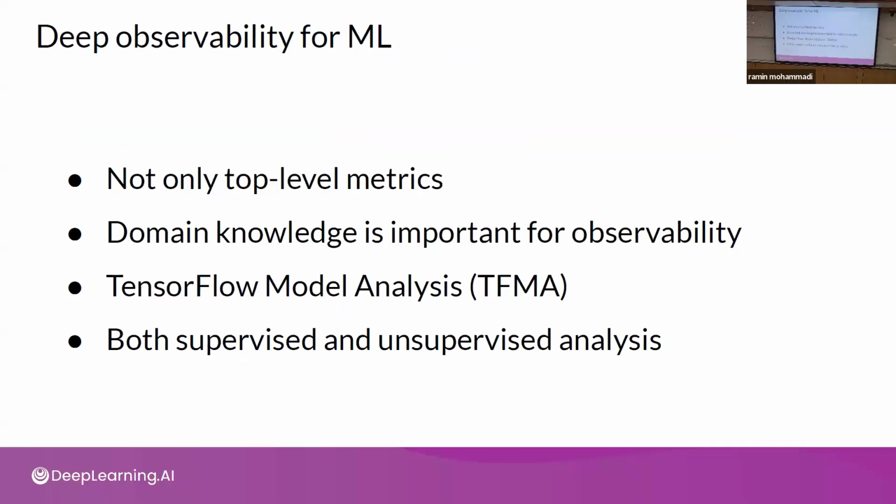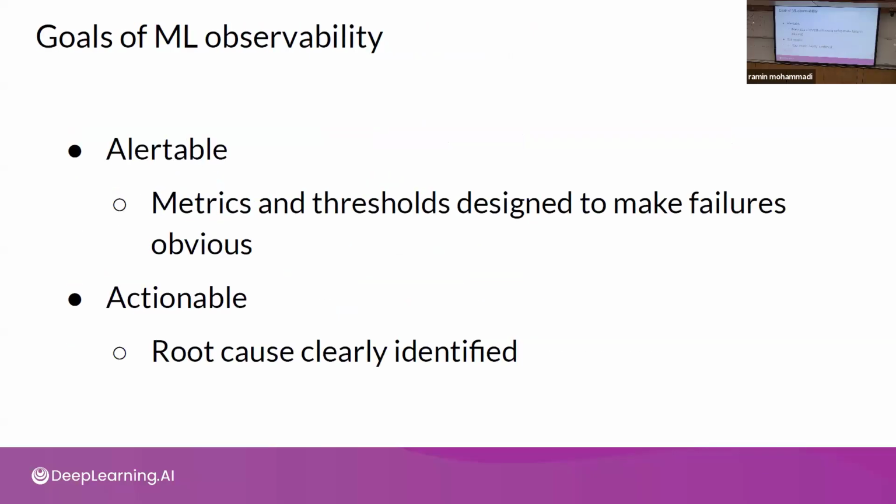Now, deep observability means that you don't just stop at the top level metrics. Domain knowledge is always important. There are some tools like TFMA that give you really good details, and it works with both supervised and unsupervised, so it doesn't need to just be supervised.